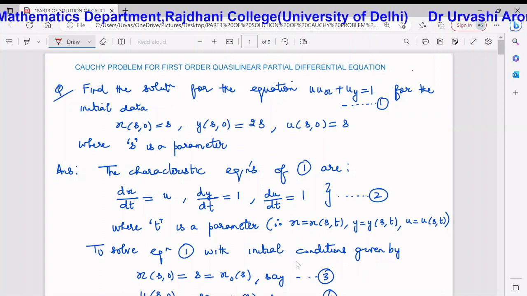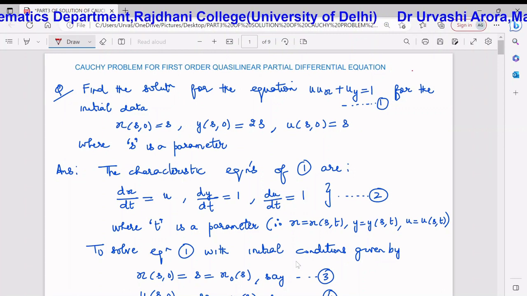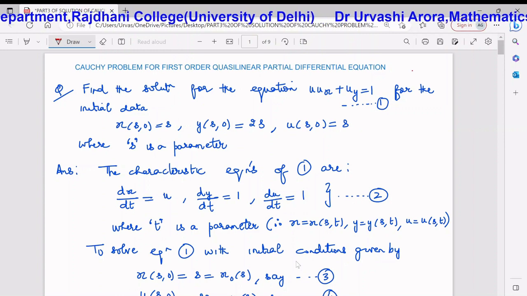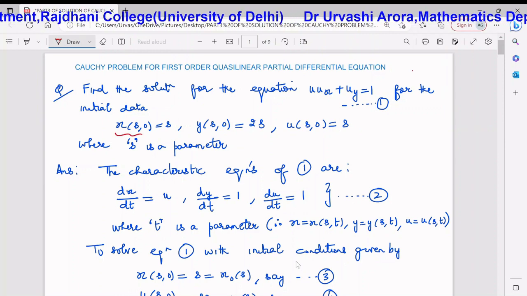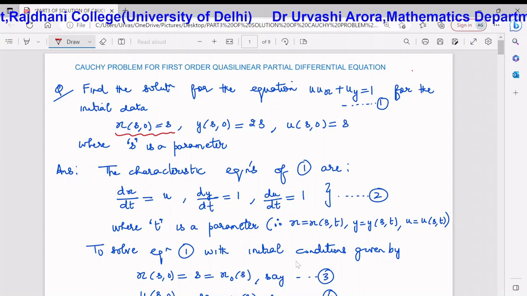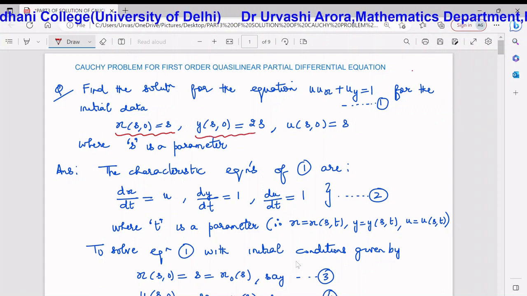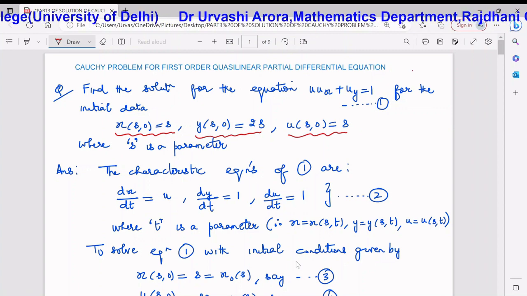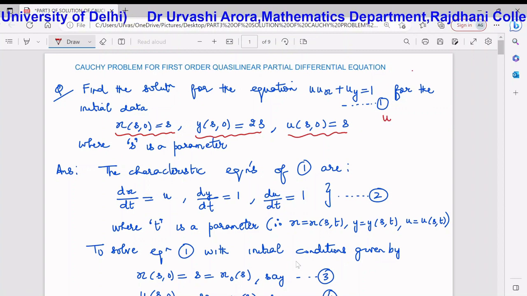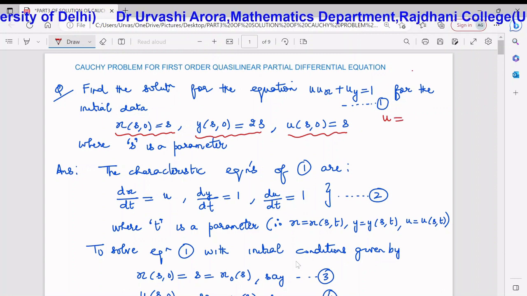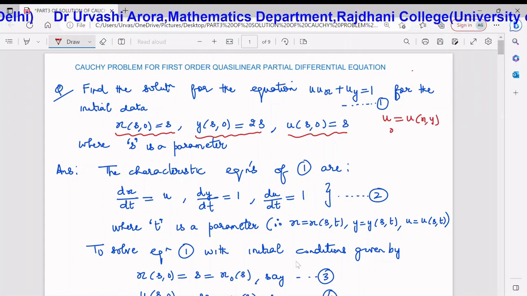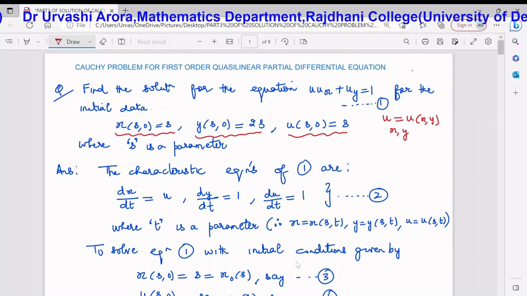We have to solve, the question says that you have to find out the solution of the equation ux plus uy is equal to 1, which I have marked as 1, for the initial data x(s,0) is equal to s and y(s,0) is equal to 2s and u(s,0) is equal to s, where s is a parameter. Here u is a dependent variable, u is dependent on the independent variables x and y. So, x and y are the two independent variables that we have in this problem.